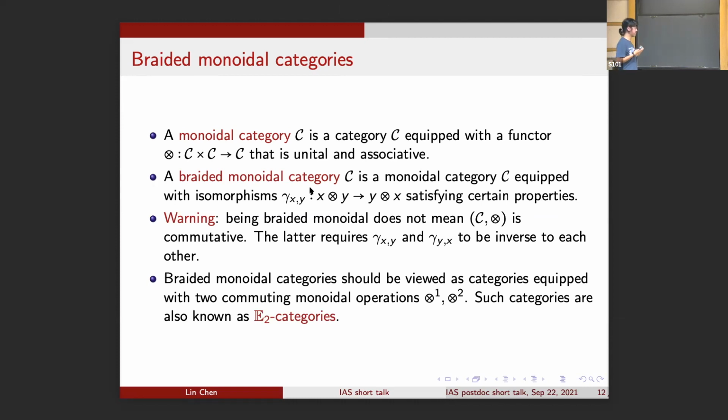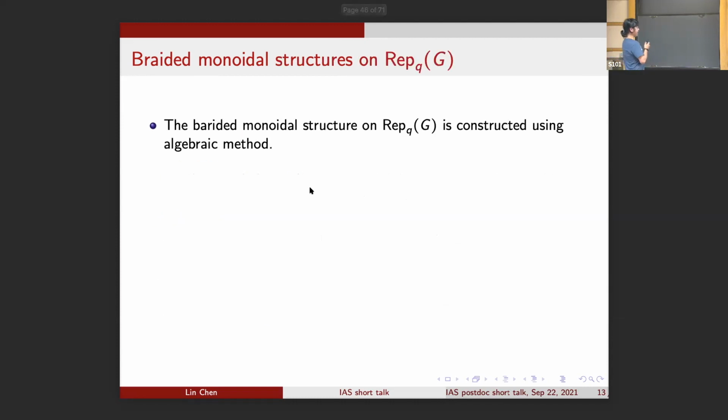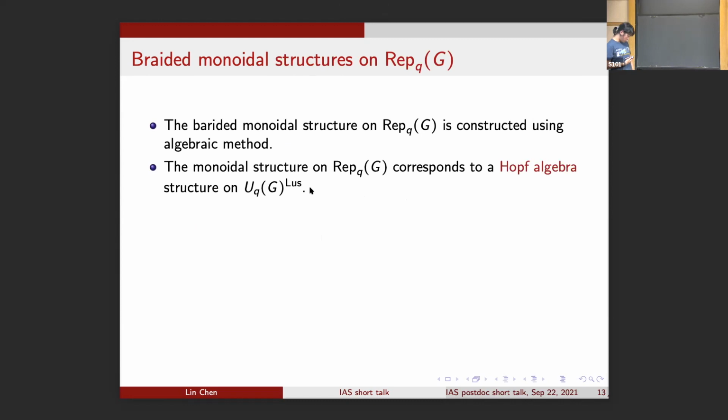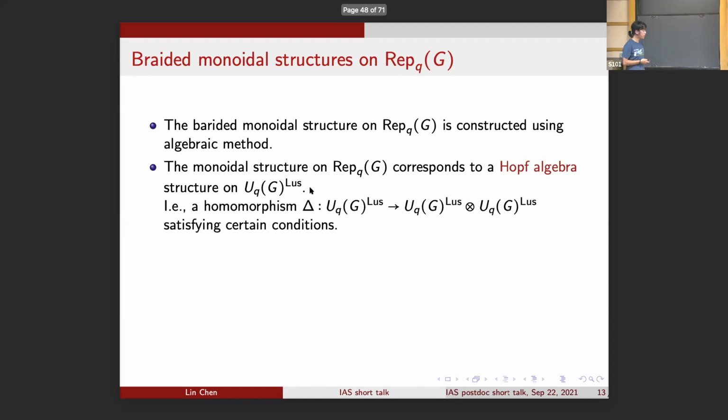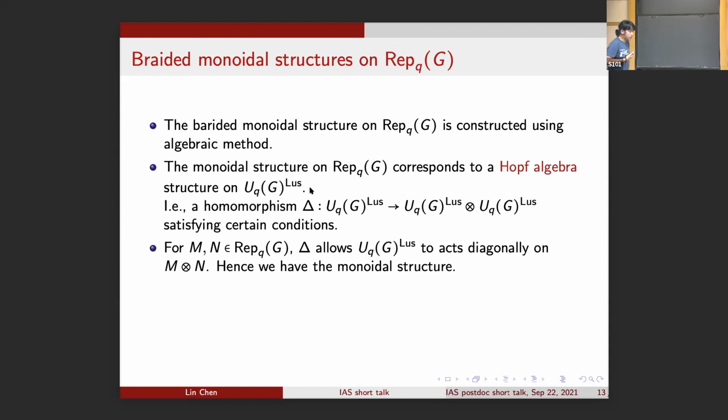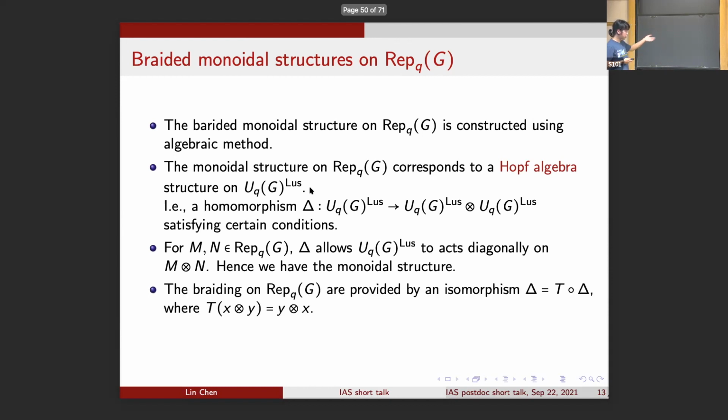But actually I'm lying here, just to give you some feeling about this. So now let's look at the braided monoidal structure of Rep Q G. This is given by pure algebraic method. The monoidal structure, the tensor product, is given by a Hopf algebra structure on the algebra. Recall this means that instead of just the multiplication, you also have a co-multiplication, this delta, subject to certain conditions. And this allows you to define the notion of diagonal actions on the tensor product of two modules. So this gives you the monoidal structure.